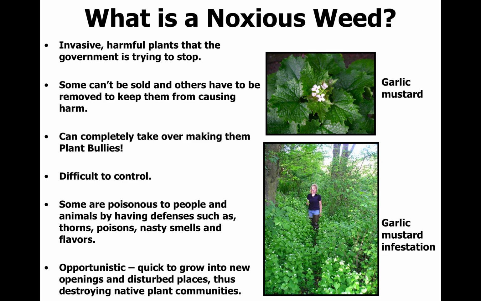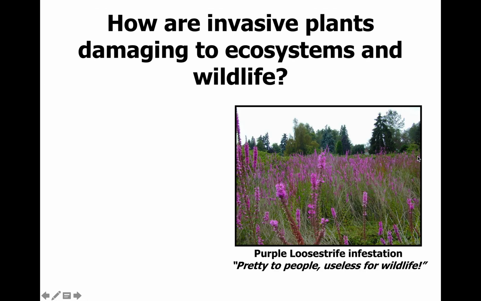So the hard thing is maybe you take out this garlic mustard and then you have this disturbed area that, unless you specifically plant it with more native plants, you could have a different invasive or noxious weed species grow in this area. So it takes a lot of work to kind of bring back the balance to our natural ecosystem that we disrupted. So how are these damaging specifically? How are these damaging to ecosystems and wildlife?